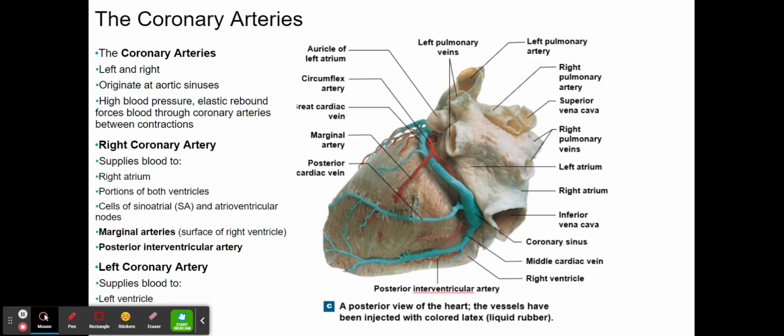Inferior to the right atrium, the right coronary artery generally gives rise to 1 or more marginal arteries, which extend across the surface of the right ventricle. The right coronary artery then continues across the posterior surface of the heart. It supplies the posterior interventricular artery or posterior descending artery, which runs towards the apex within the posterior interventricular sulcus. The posterior interventricular artery supplies blood to the interventricular septum and the adjacent portion of the ventricles.